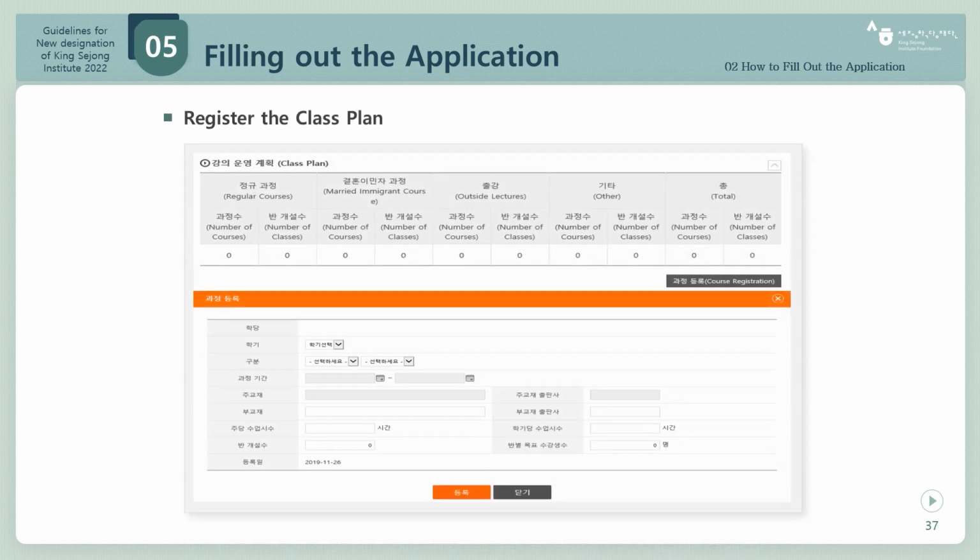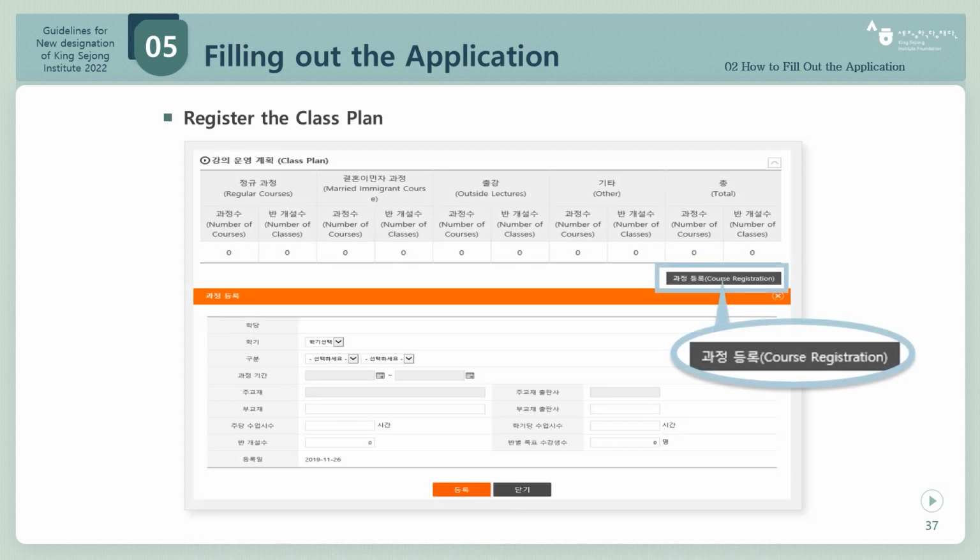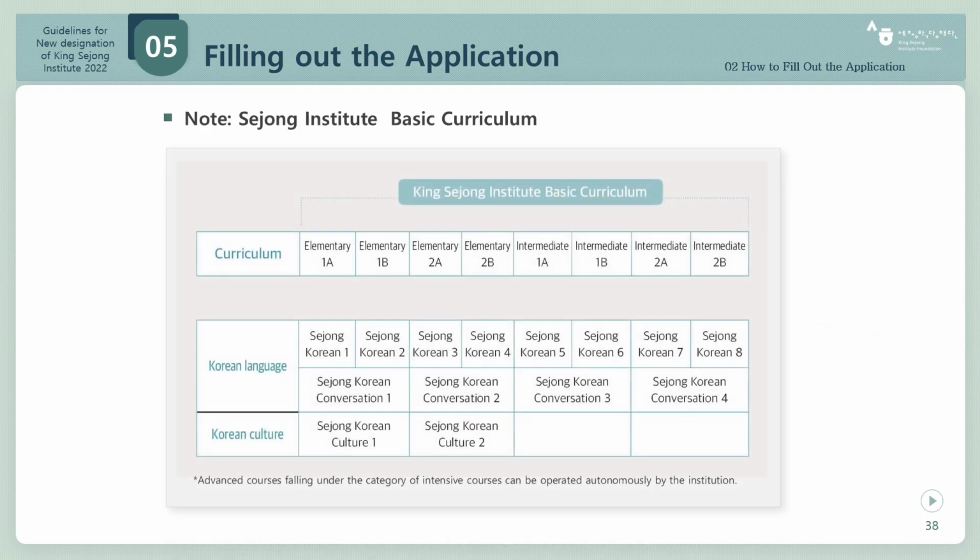After registering a semester, press the Course Registration button to enter course information. The number of classes per week should add up to at least 45 hours, depending on your local academic environment. Register the course by referring to the basic curriculum of King Sejong Institute.